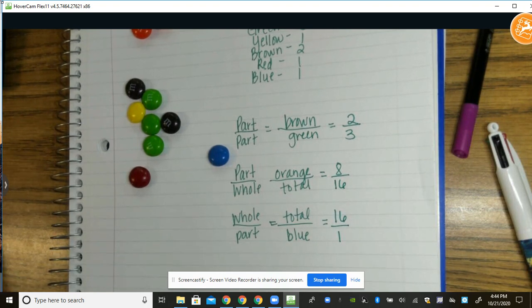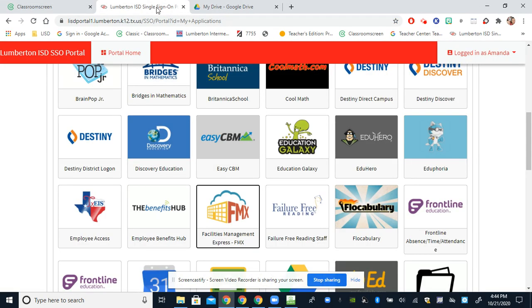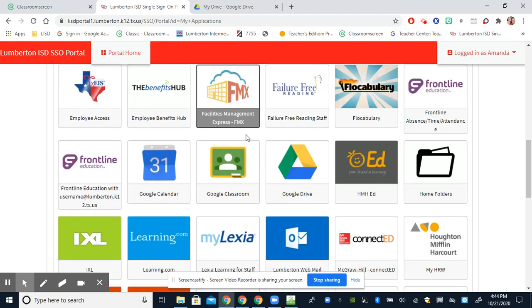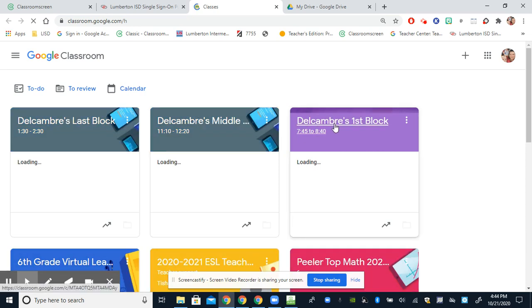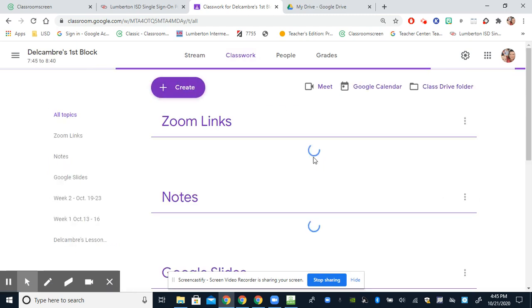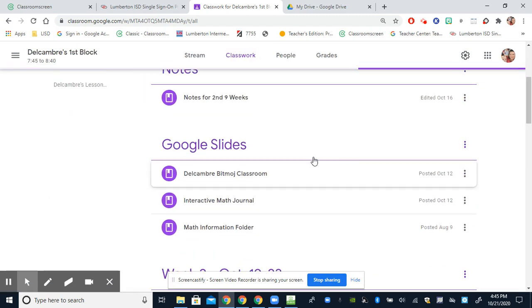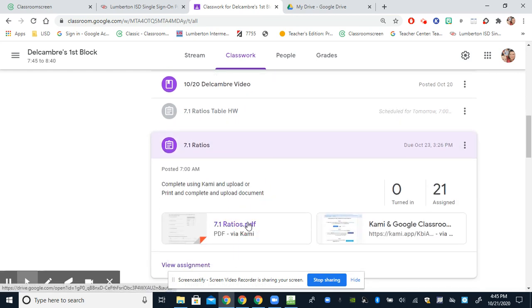All right, so we're going to get done with the hover cam real quick. If you go to your Google Classroom, I'm going to pull up the homework. Give it a minute. So I'm just going to go to my first block's homework, under week 2. Here we go. Our 7.1 ratios. Open this with Cami, guys. It just takes a little while for it to open with Cami.